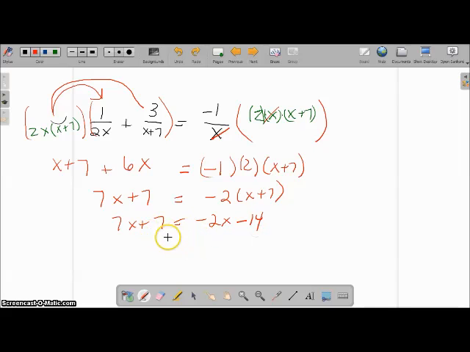All right, then I'm going to subtract 7 from both sides and get 7x equals negative 2x minus 21, and then add 2x to both sides. So at this point you're just doing your basic algebra again. So you're going to get 9x equals a negative 21. Okay, so x is going to equal negative 21 over 9, and you could simplify that to negative 7/3.